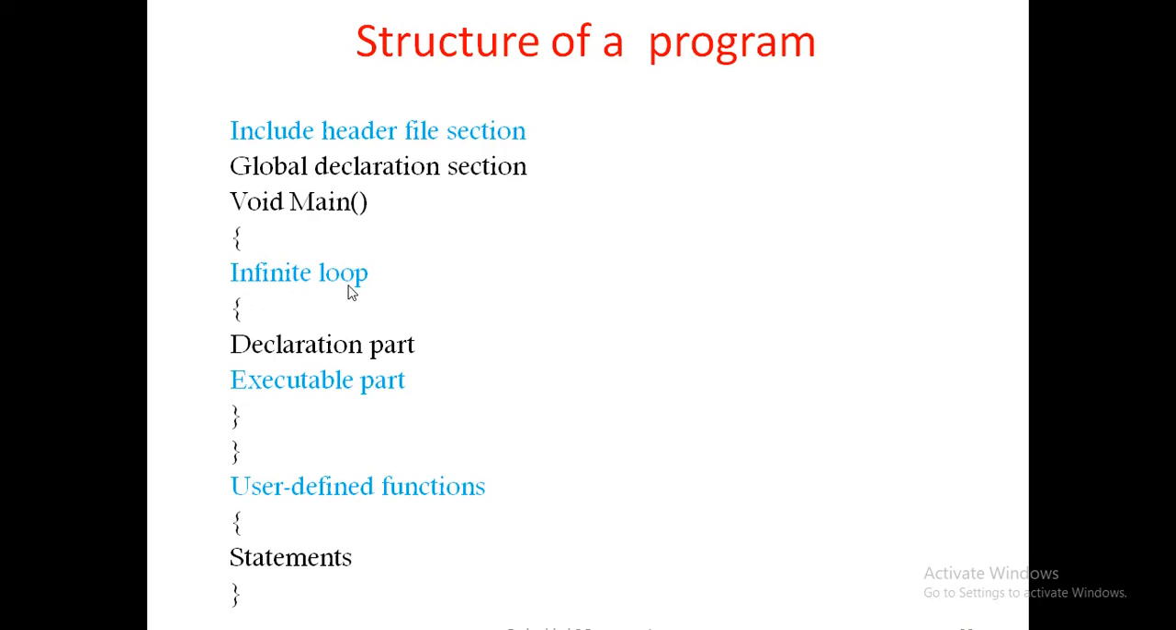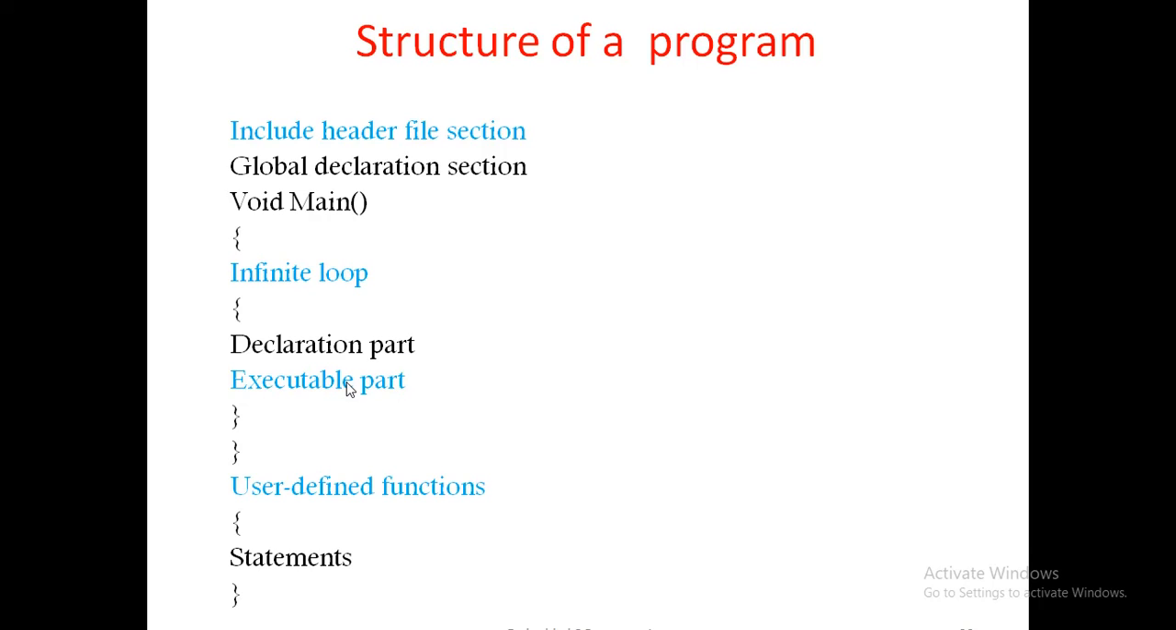Why is it an infinite loop? Your program has to run infinitely until you switch off the device. Next is the declaration part, where you declare variables such as character, float or integer. Then comes the executable part. Inside the infinite loop there is a declaration part and an executable part.